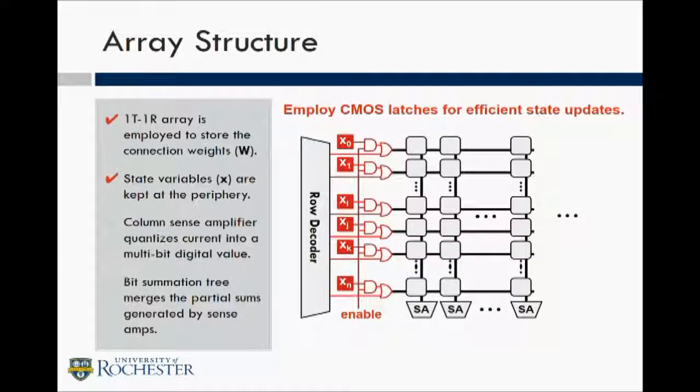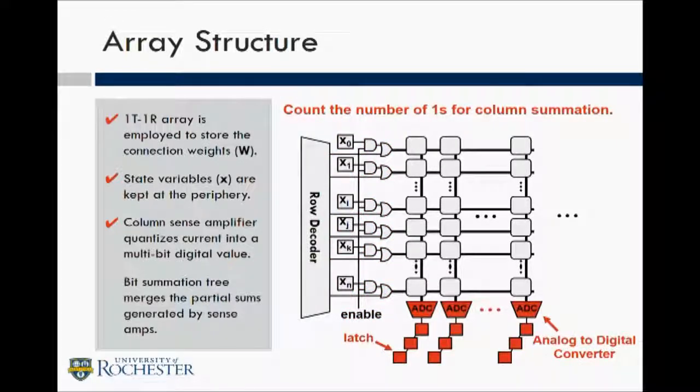Now we're going to augment this array with peripheral circuitry so that we can hold our state variables. We don't want to be writing state variables into RRAM. We want to be writing them into static CMOS latches. And then we're going to augment this array with A to D converters so that we can read and shift out the results of the actual computation.